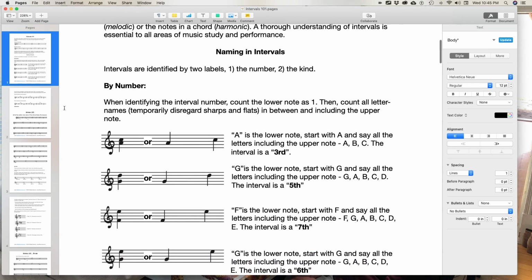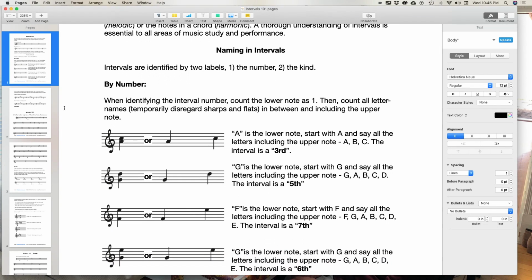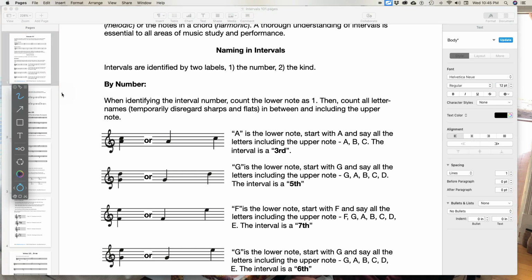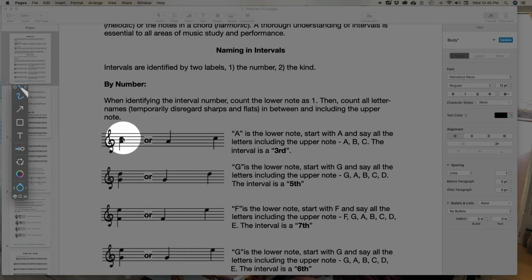Naming intervals. Intervals are identified by two labels. We have to identify the space between the notes. You can see that both notes are on a space, or both are on a line, and we have to count the distance between this note and this one. That's the number. Then there's another part to it, called the kind, whether it's a major interval or a minor interval. We'll cover that in a second, but right now we're going to focus on counting the number.